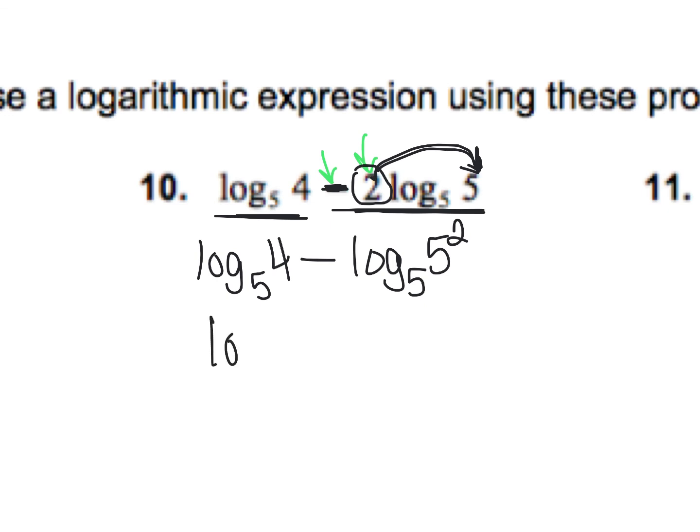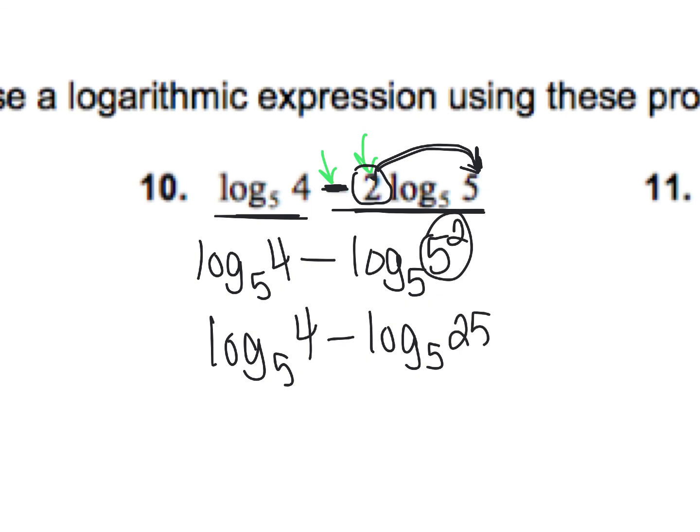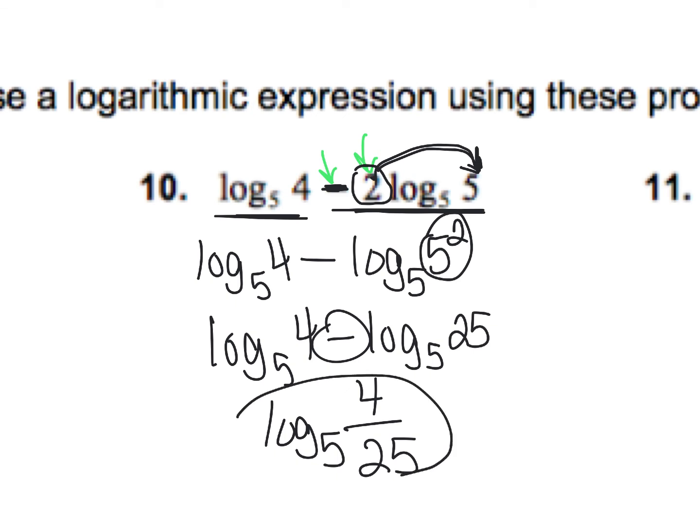So then we have log base 5 of 4 minus log base 5 of, well, we know what 5 squared is. That's 25. Now we can deal with this subtraction sign and say log base 5 of 4 over 25. So we're just working our way backwards from what we just did. Instead of taking it all apart, now we are putting it all back together.